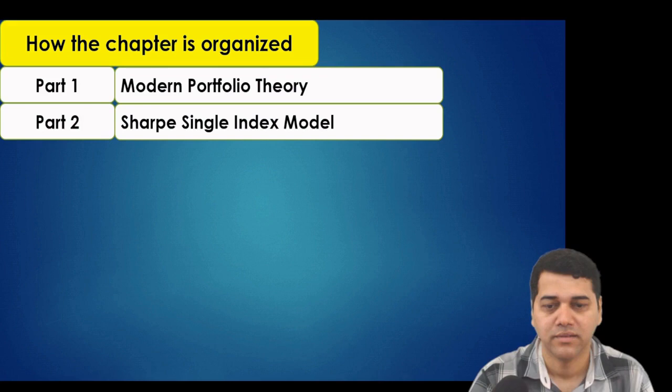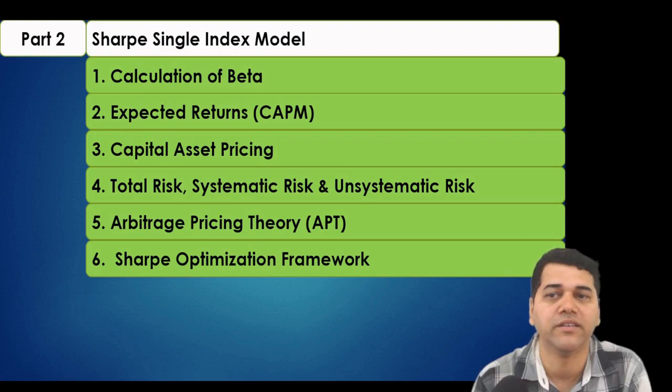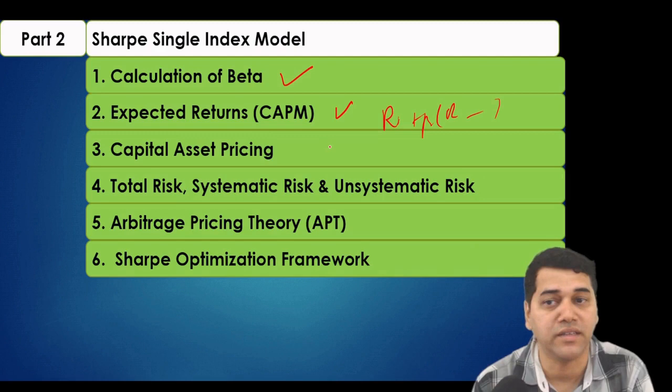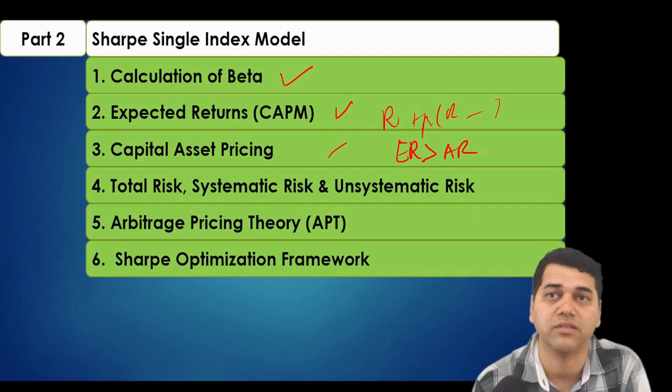So under the Sharpe index model, I said I will discuss the calculation of beta and the CAPM expected return, which we have already done: RF plus beta times (RM minus RF). Capital asset pricing: whether the expected return is more than the actual return. You can call it alpha also.